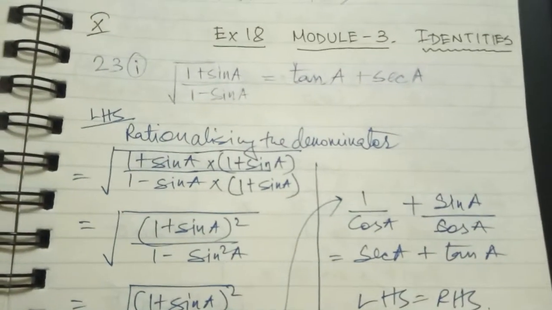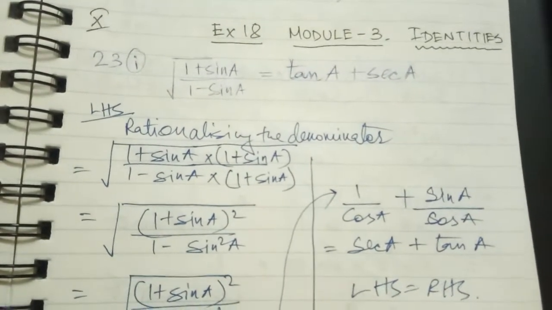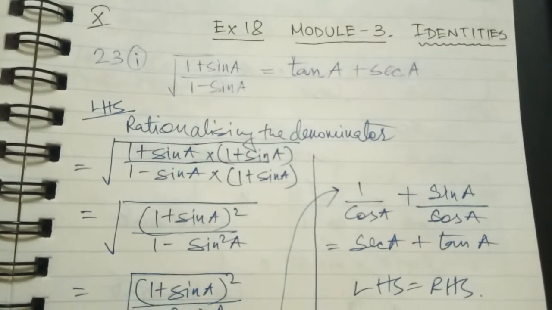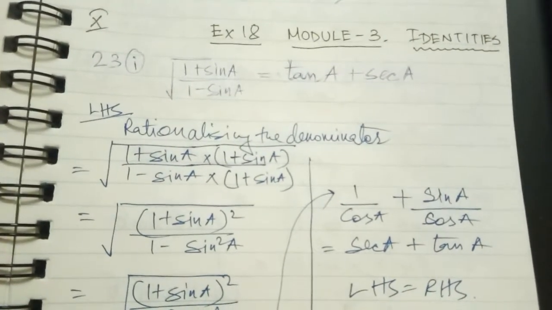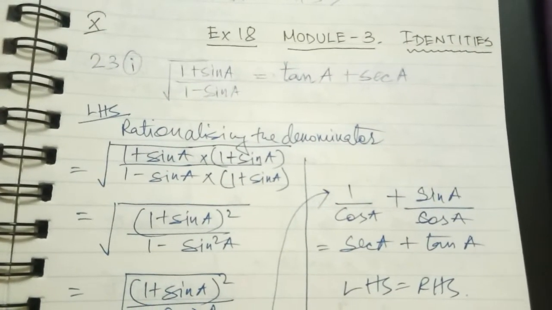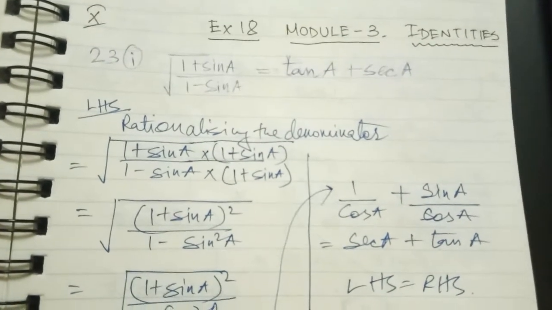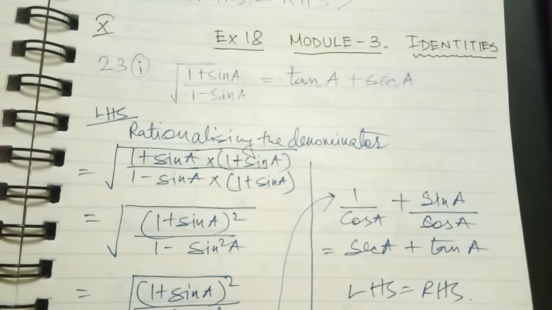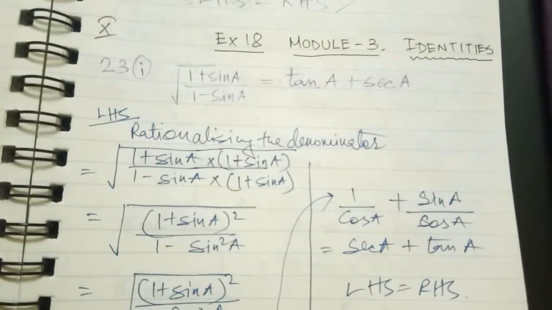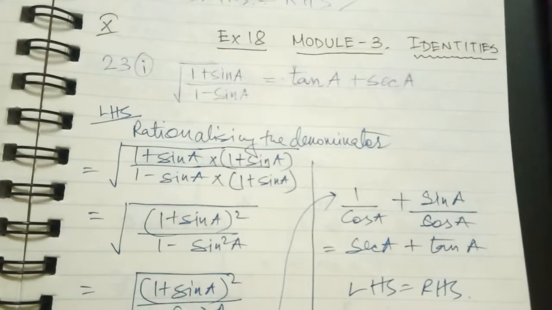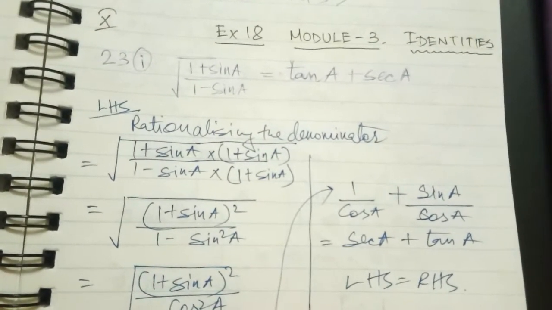Good morning students. Today is the last module we are doing for this chapter, that is trigonometric identities. I hope you have understood how to prove the sums in the last class. Today also I will show you some sums and how to prove them. There are different varieties of sums.